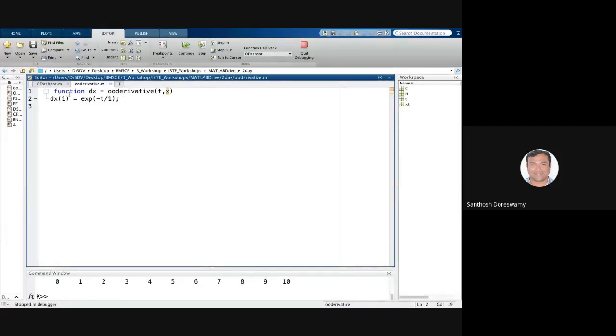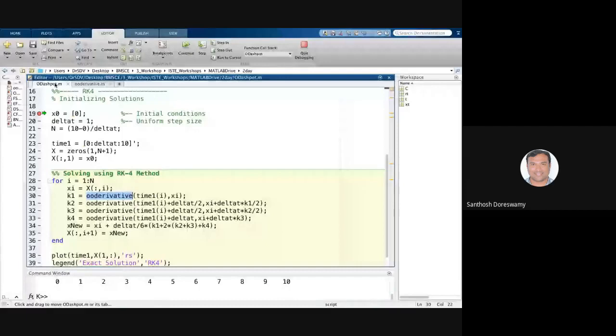Once I do that, I will call that function here. That means you're estimating the derivative again and again by passing the value of time. The time is now time 1 of i, comma xi. Xi was the previous value of x, given by the initial condition. Now k2 is estimated with a small modification where you introduce delta t by 2, which is h by 2, and xi plus h by 2 times k1, computed in the previous command, and so on and so forth. We'll compute k3 and k4.